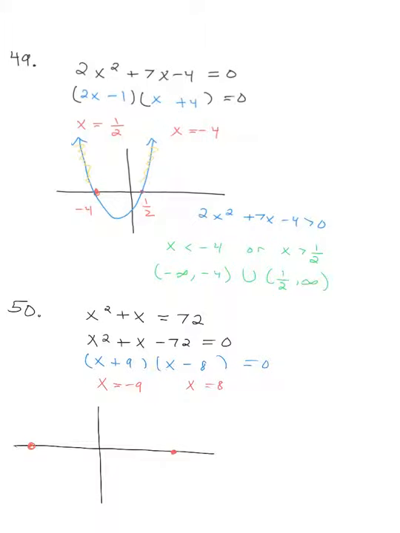I had to zoom out a little bit to get the graph, but it comes down like this, and eventually it comes back up like this. And our goal is to figure out where is x squared plus x less than or equal to 72, which is equivalent to saying where is x squared plus x minus 72 less than or equal to 0. Less than or equal to 0 is referring to this portion of the graph.